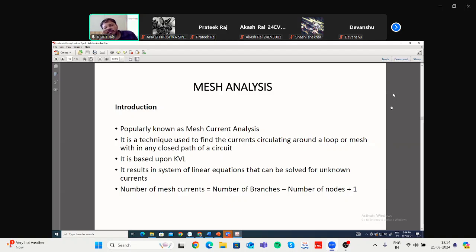So if a circuit diagram is given, then you can easily find out what the meshes are. We did an exercise like this, identifying the number of meshes just by seeing. You have to find out what the loops are, and identify whether there are any other loops inside them or not. If there are no more loops, then it will be a mesh.